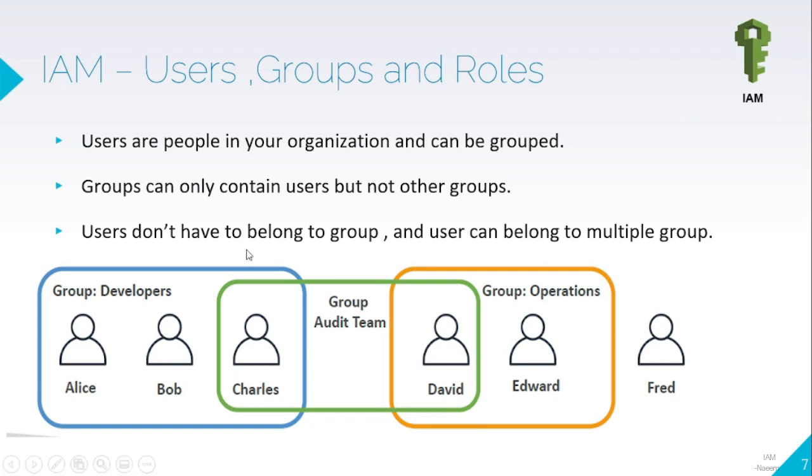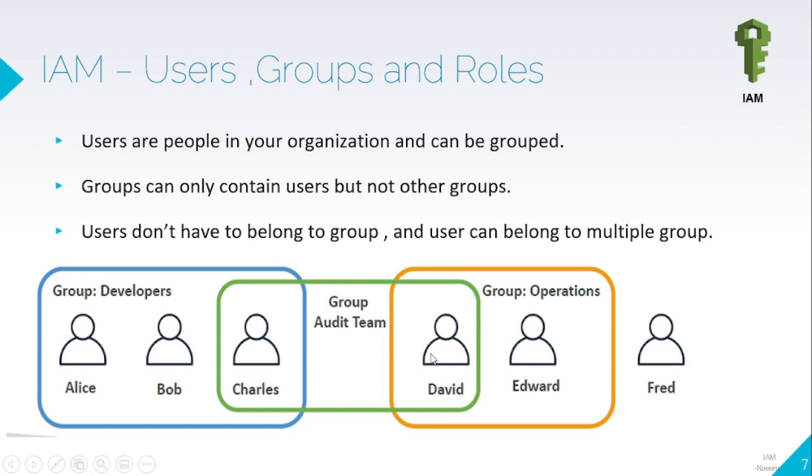Fine. Now, Fred does not belong to any of the groups. So as we told just now, they don't have to belong to any group. It is not necessary that they should belong to any of the groups. Okay, so they are set free. Fred does not belong to any of the groups, whereas Charles and David belong to 2 different groups.